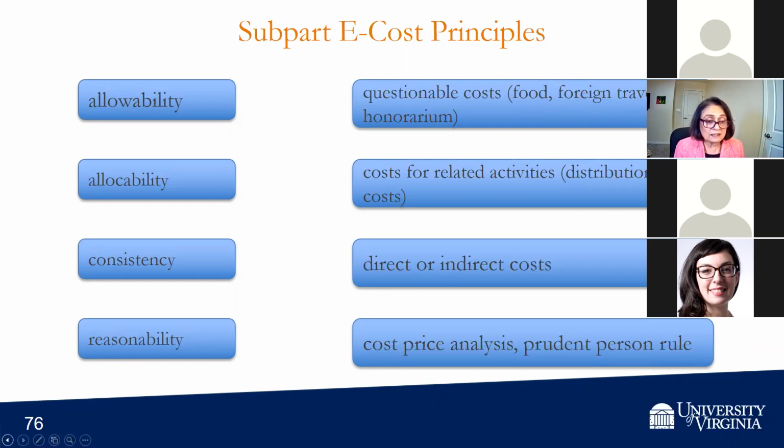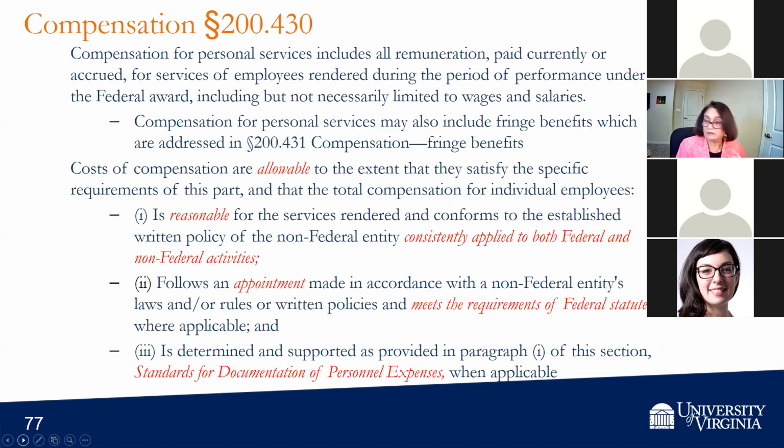And consistency is that a cost should be always direct or always indirect, or with sponsor approval, an indirect cost may be charged to a direct cost category. Again, we need sponsor approval for that. Reasonable, we do the cost price analysis. We make sure that we always go for the best value for the cost for the federal government. So that's the reasonable cost.